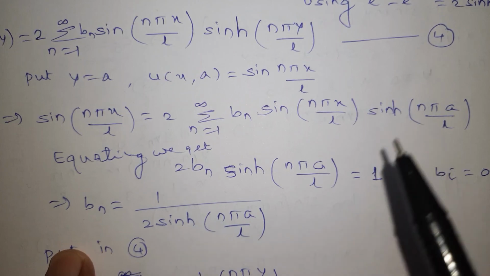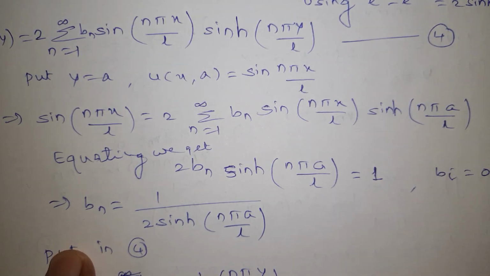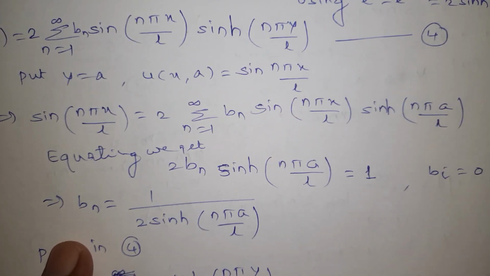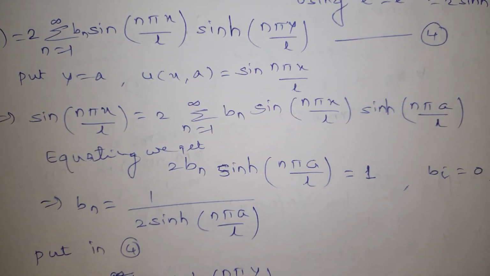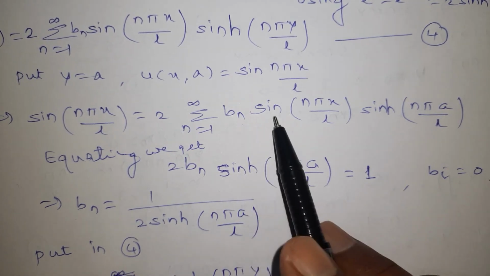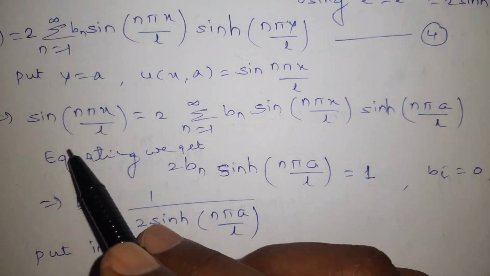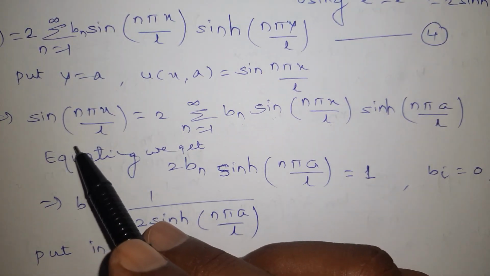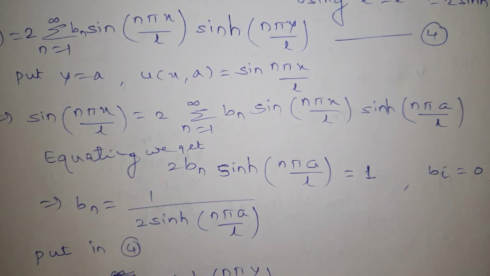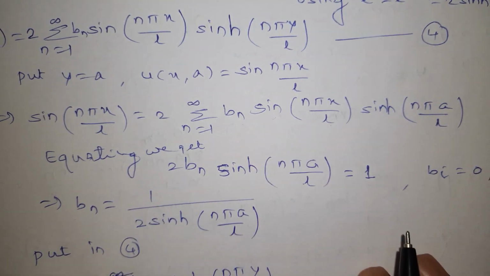For other values, like 1, 2, 3, only for n it is present, for others it is 0 if it is not equal to n, right? So it exists only for 1. It does not exist for b1. If you see b1, then here sin pi x upon L, there is no sin pi x upon L on this side. Are you getting what I am saying? Okay. So here it exists only for a single value, and that is for n.